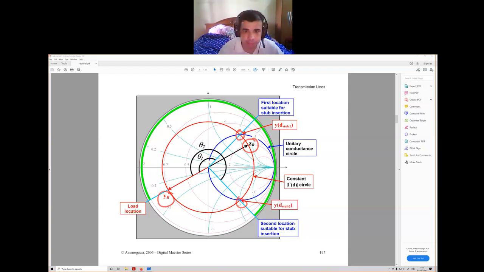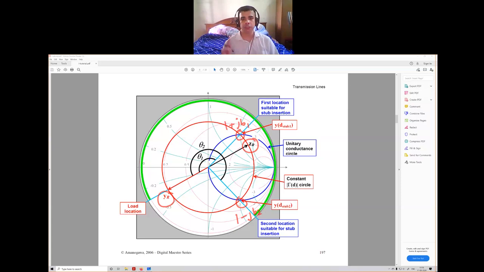Here the admittances are 1 plus jB1 and the other one is 1 minus jB2. Is it okay? On the blue circle, the admittances are 1 plus jB something. But we are interested only in those two points where it meets the red circle, because as we move along the line, we are moving along the red circle. Is it okay?